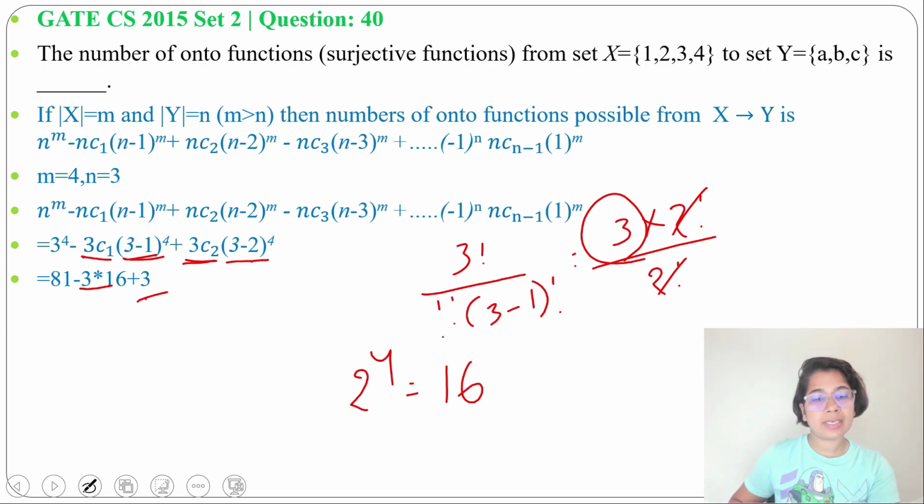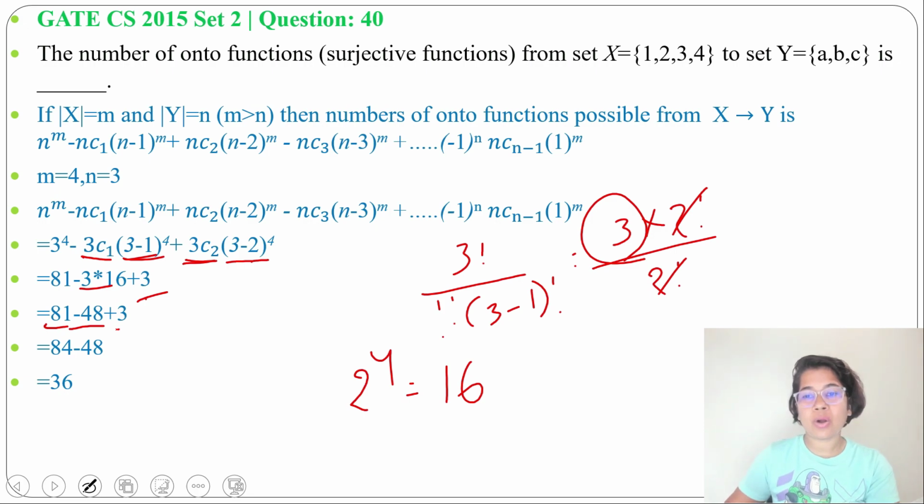Now minus 3 multiplied by 16 is minus 48. Now 81 plus 3 is 84, minus 48 is 36. So 36 onto functions are possible from set X to set Y, where X contains 4 elements and Y contains 3 elements.